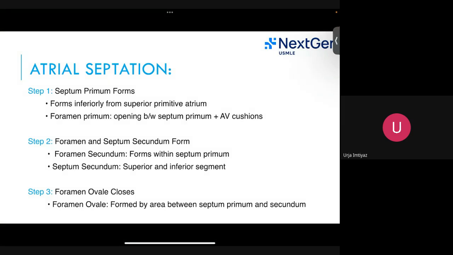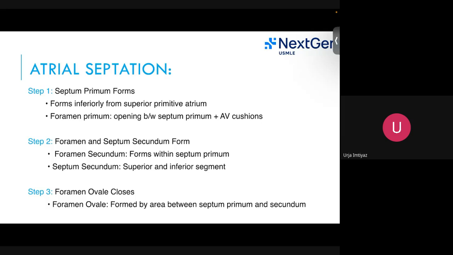So let me refer to the slide. As we discussed, what's going to be your first step? The first step is septum primum formation. It forms inferiorly from the superior primitive atrium. We discussed it's going to arise from the superior aspect of your primitive atrium, and it would stop in the middle. It would lead to formation of septum primum, or ostium primum.